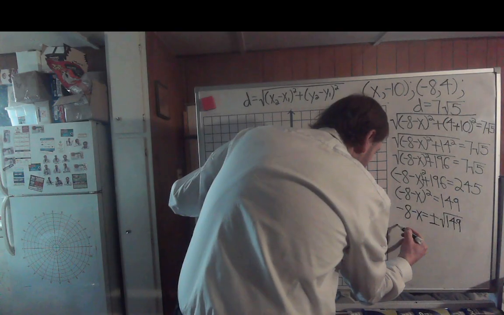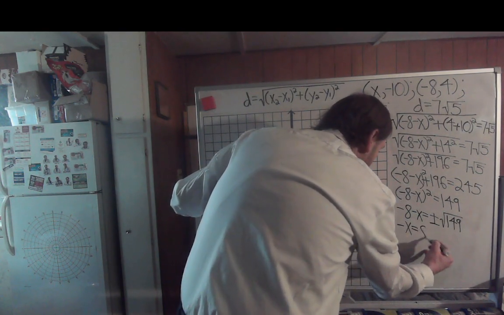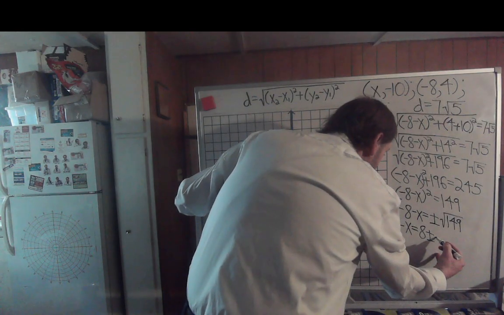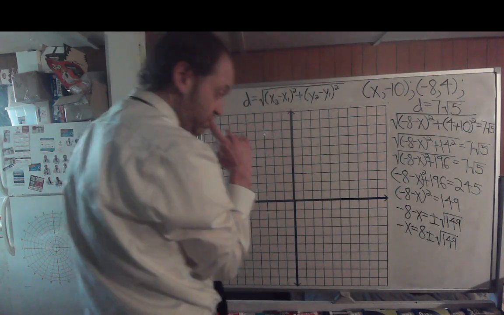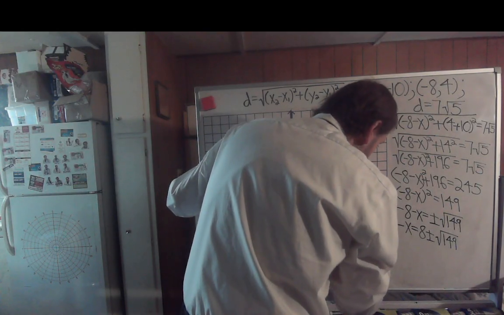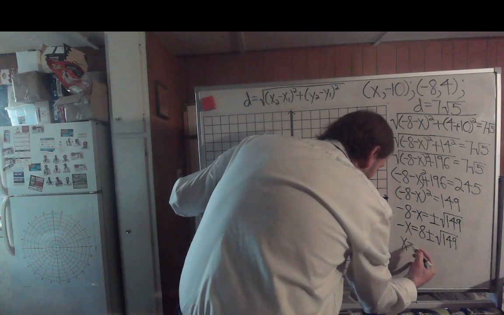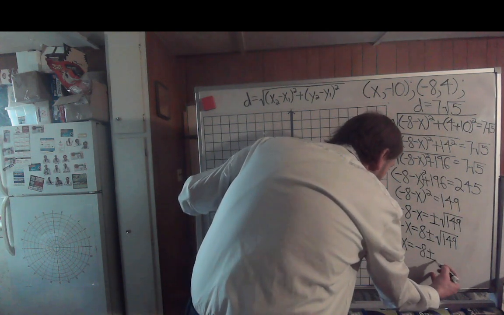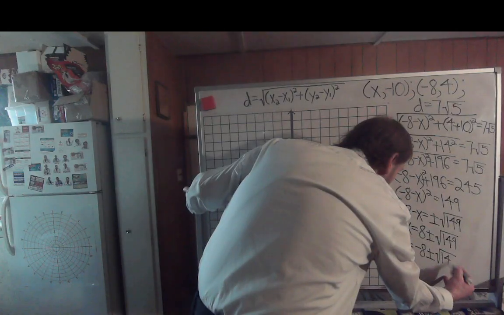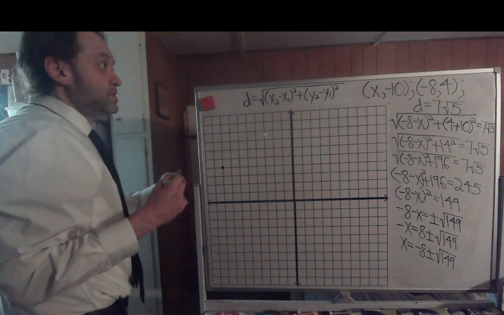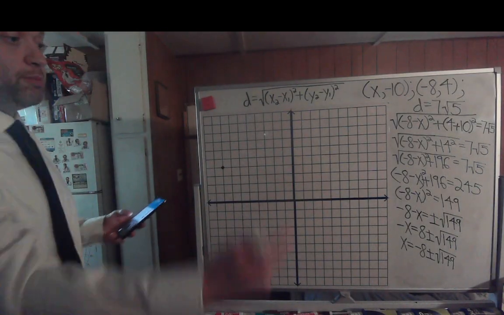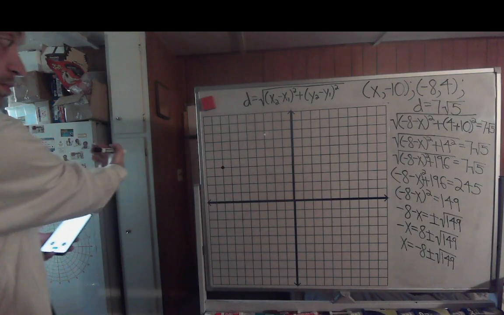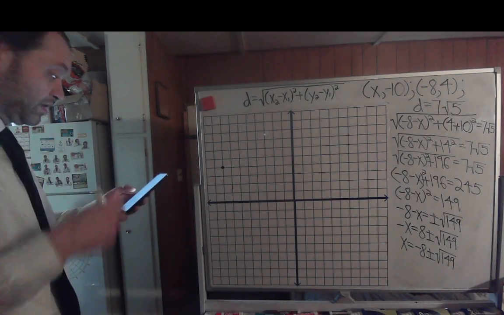Which would then have to mean that negative x equals 8 plus and minus the square root of 149. Which would have to mean that x equals negative 8 plus and minus the square root of 149. So you got two answers for x. Well, minus the square root of 149 is going to be way off the graph.